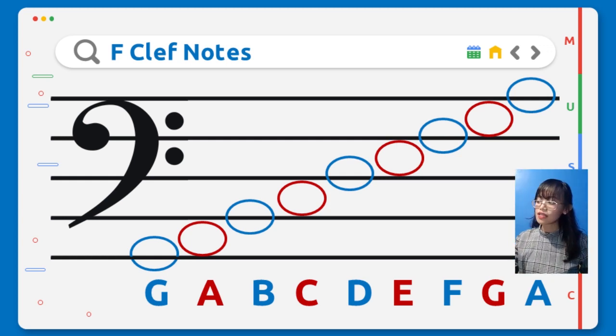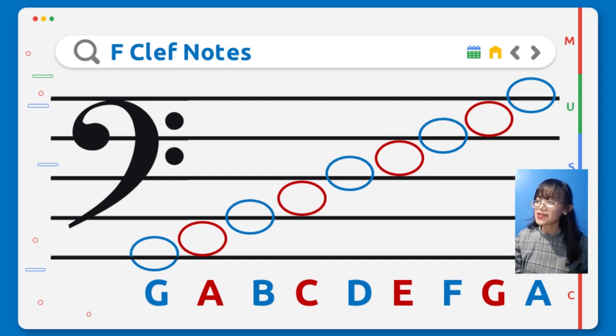On the first line, we have the note G, first space A, second line B, second space C, third line D, we have the D note. Then on the third space we have E, then fourth line we have F. On the last space, which is the fourth space, we have the letter G, and on the fifth line we have the letter A.